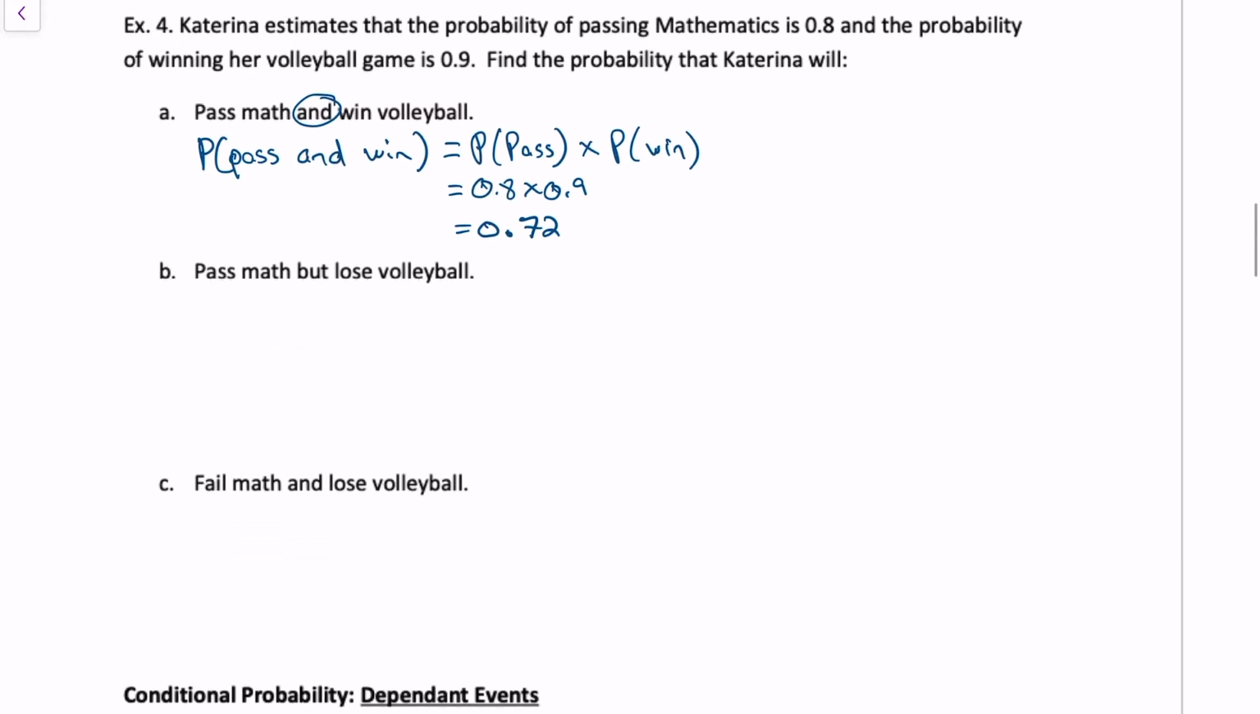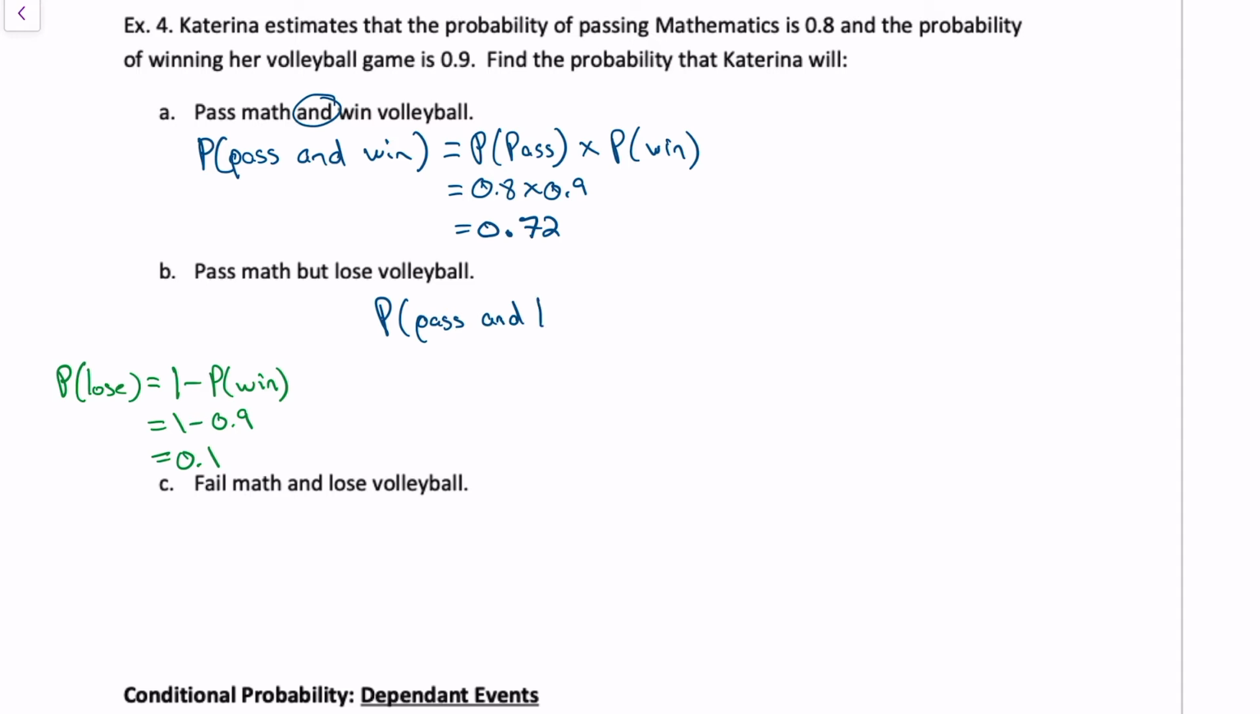And you can play around with this kind of thing. Let's say it's the probability of pass math but lose volleyball. First thing you have to think of is, what's the probability of losing? That's just the complement of winning. So it's 1 minus the probability of winning, which gives me 1 minus 0.9, or 0.1. So if I want the probability of pass and I know it says but lose volleyball, they're still combining them together. It doesn't always have to say explicitly and to mean that.